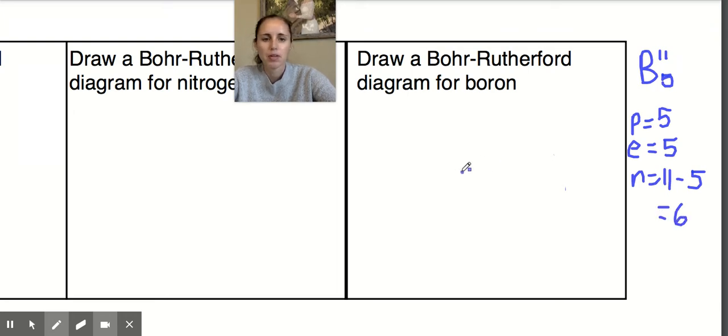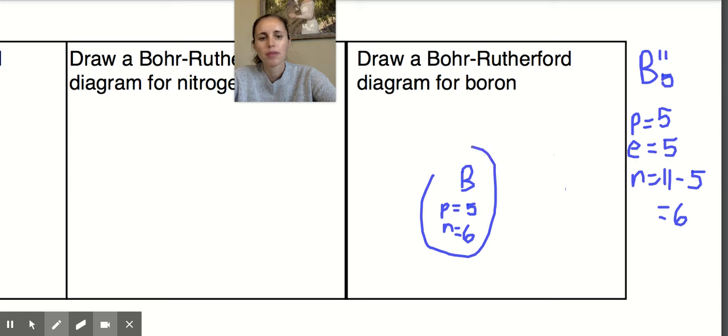I'm going to put my chemical symbol in the middle, and the 2 subatomic particles that exist in the middle are the number of protons and the number of neutrons. So I have 5 protons, and I have 6 neutrons. Now I'm going to place my first shell around the outside of boron. Remember, my first shell can fit 2 electrons, so I'm going to put 1 electron here, and I'm going to put 1 electron here.